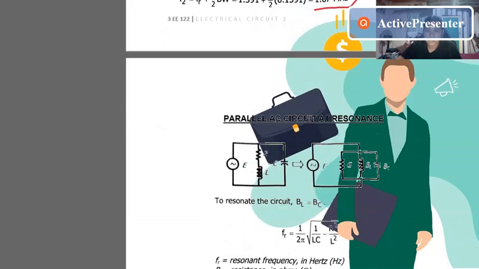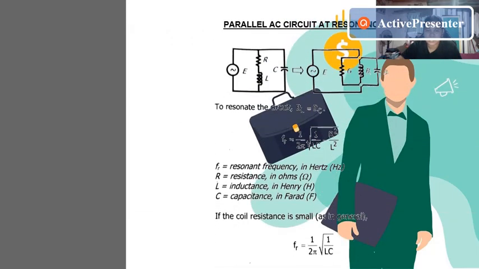So, next we have, so kung naay series, we have also a parallel AC circuit at resonance. So, we have here our circuit. We have E, our R, L, and C. So, parallel na sila. To resonate the circuit, BL is equal to BC. Where atong FR formula, we have 1 over 2 pi multiplied to the square root of 1 over LC minus R squared over L squared.